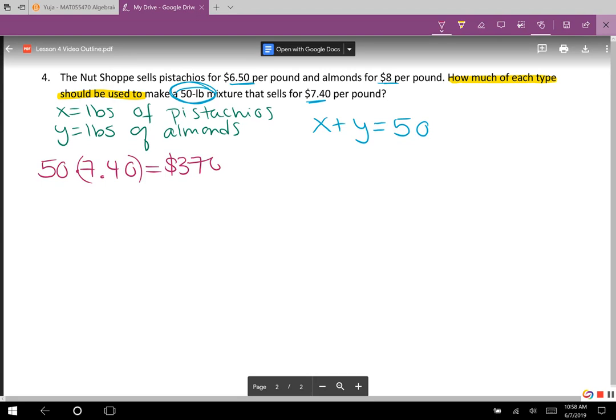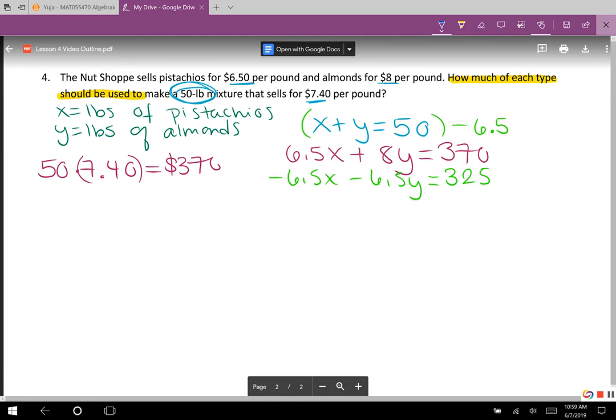That means if I take $6.50 times the amount of pistachios, x, plus $8 times the amount of almonds, y, that has to add up to $370. Once again, I have my system of equations. I can use substitution or elimination. How about we do elimination again? I'm going to multiply the top equation by negative 6.5. So that gives me negative 6.5x minus 6.5y. And then 50 times negative 6.5, that should be a negative 325.